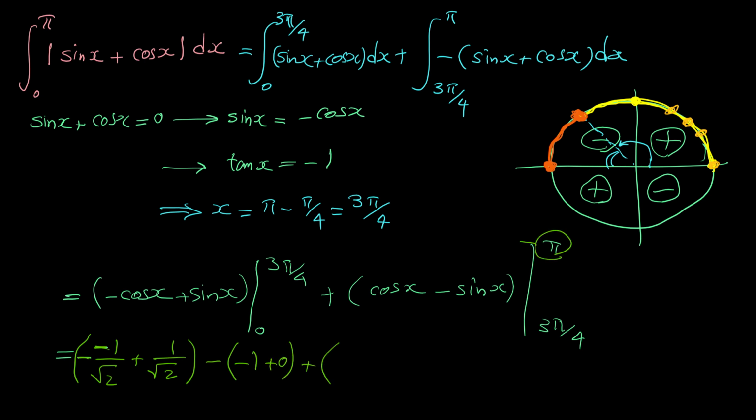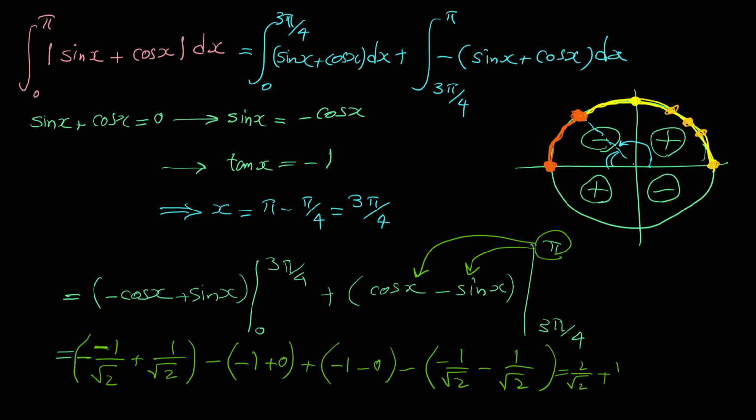So minus negative 1, and sine of 0 is 0. Now we want to plug in pi here and here. Cosine of pi is negative 1. Sine of pi is 0. Minus, now we plug in 3 pi over 4. Cosine of 3 pi over 4 is minus 1 over radical 2, and sine of 3 pi over 4 is 1 over radical 2. If you look at the first bracket, we have 1 over radical 2 plus 1 over radical 2. So it equals 2 over radical 2. Then we have a plus 1. Then we have a minus 1.